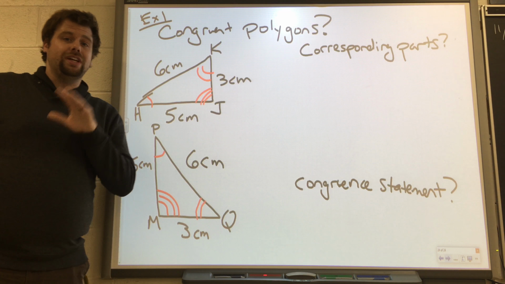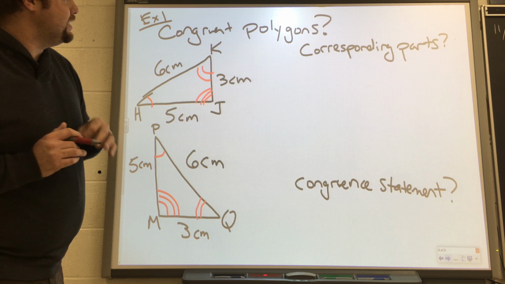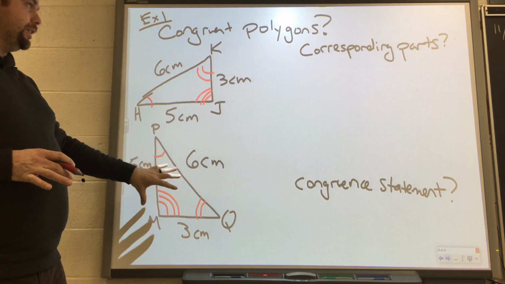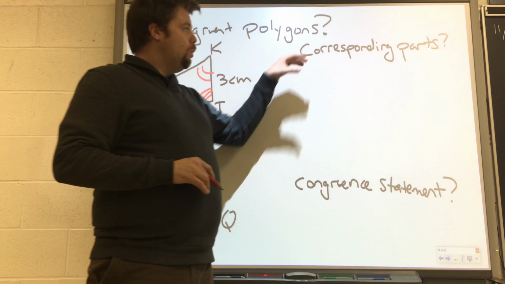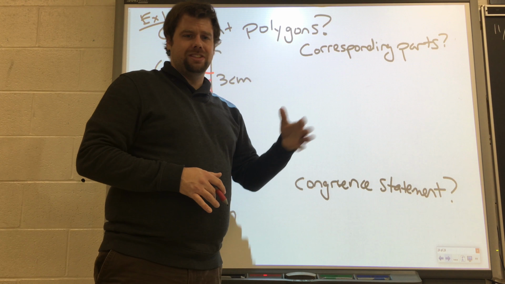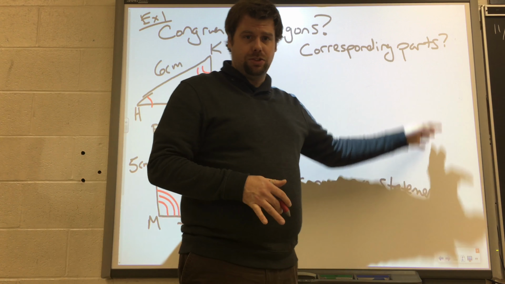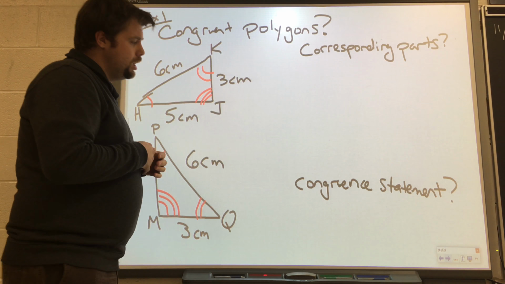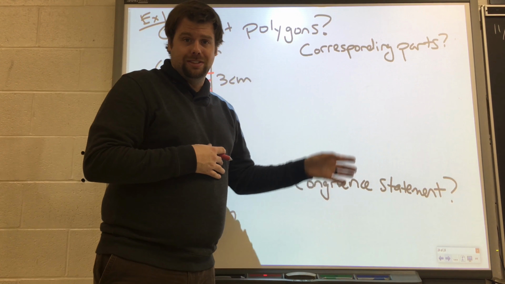All right, so let's take a look at an example here. And again, I'm going to go through this example. The goal is to identify, are these congruent polygons here and here? If so, what are their corresponding parts, matching parts? Like what angles are congruent and what sides are congruent, which I just showed you in the first slide there. And then I want to write a congruent statement.